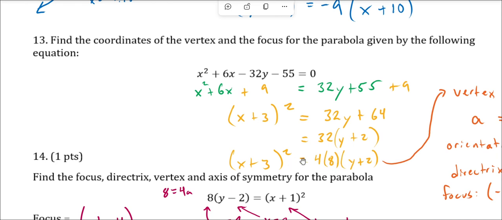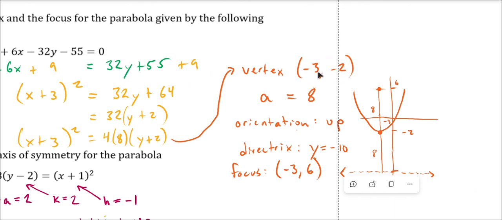That's nice, but even if this wasn't divisible by 4, we would still divide a 4 out. The reason is we want to write this with the 4 as per standard form to see what this value of a should be here. So even if this wasn't a nice number, I would still divide by 4 in this step. This lets us read off what the vertex and a are. We have a vertex at (minus 3, minus 2), and we have a value of a of 8.